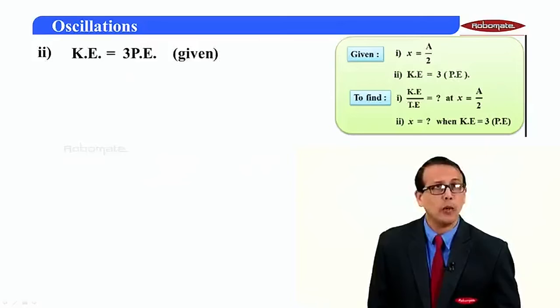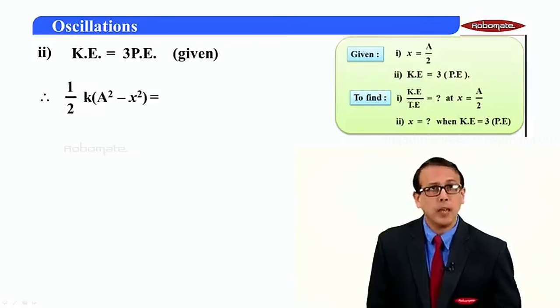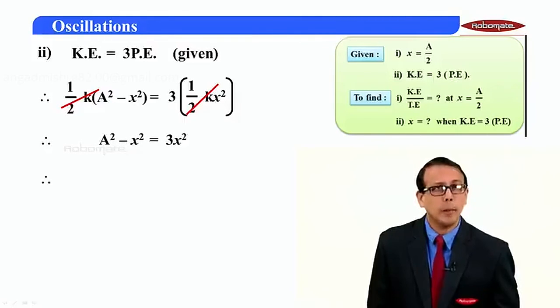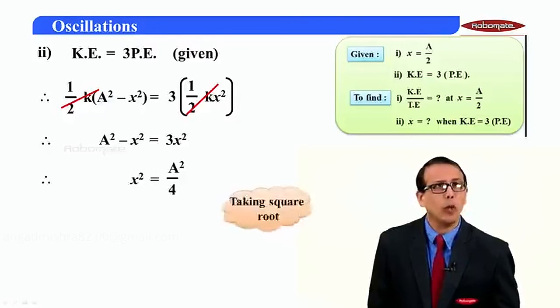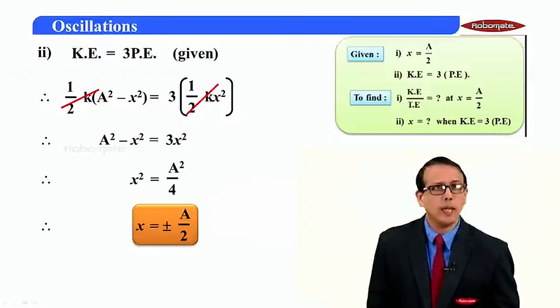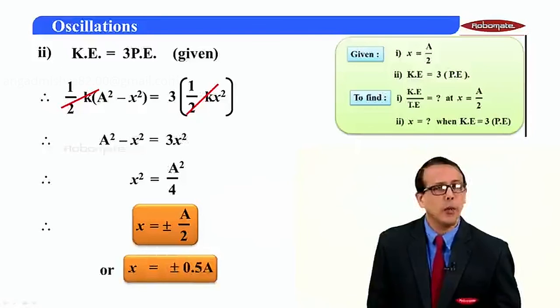I have also to calculate displacement when KE is 3 times PE. Let's write down the formulas on both the sides. I will cancel half k, and the next step becomes a square minus x square is 3x square, which students can become x square is equal to a square upon 4. Taking root on both the sides, we get x is equal to plus and minus a by 2, and also we can write it as x is equal to plus or minus 0.5 a.